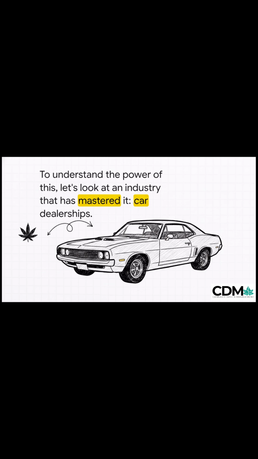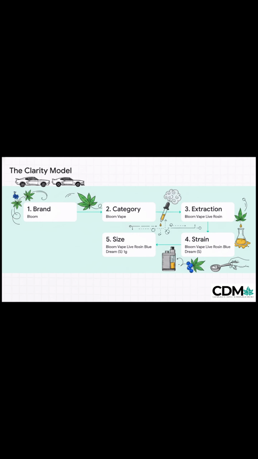To really get a grip on how powerful this is, let's step outside of cannabis for a second and look at an industry that has had this figured out for decades: car dealerships. I mean, think about how cars are sold. It's Ford, then it's a Ford Mustang, then it's a Ford Mustang GT. See how each step adds more clarity? We can apply the exact same model to cannabis. You start with the brand, Bloom, then the category, Bloom Vape, then the specific type, Bloom Vape Live Rosin, and you just keep going. Each piece of information helps the customer zero in on their choice faster and with way more confidence. It's not overkill, it's clarity.